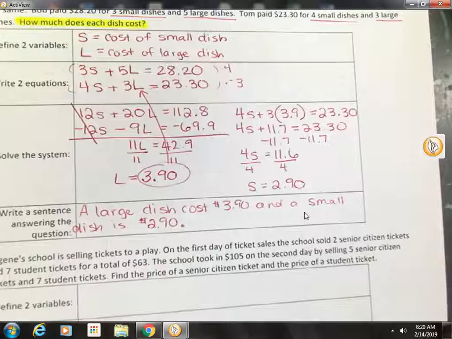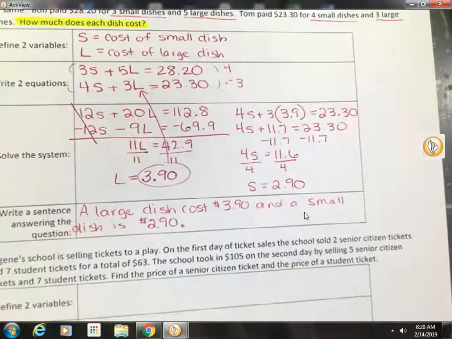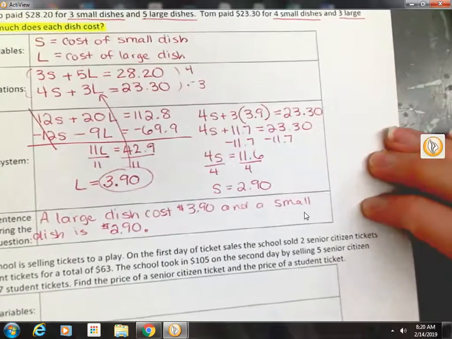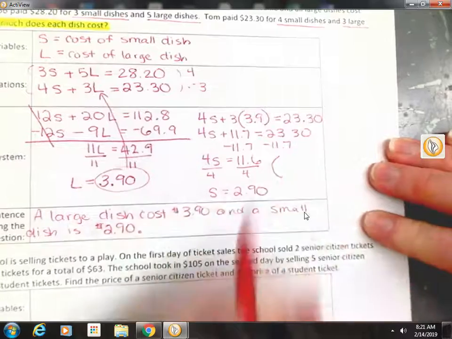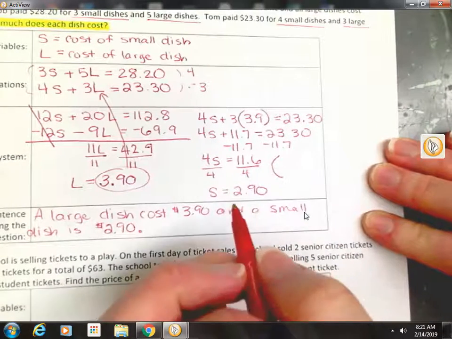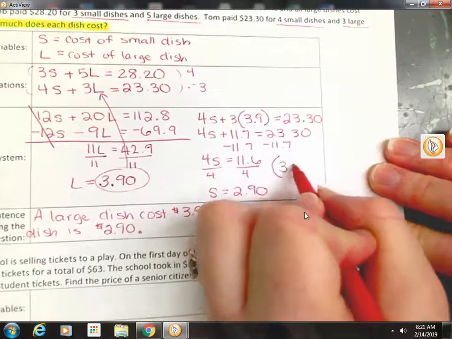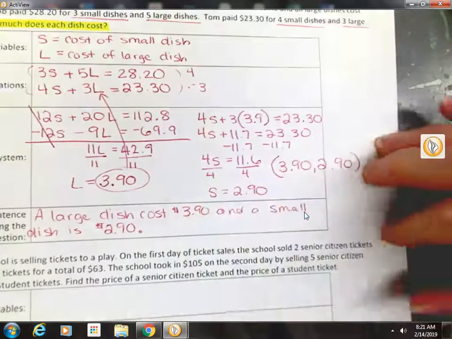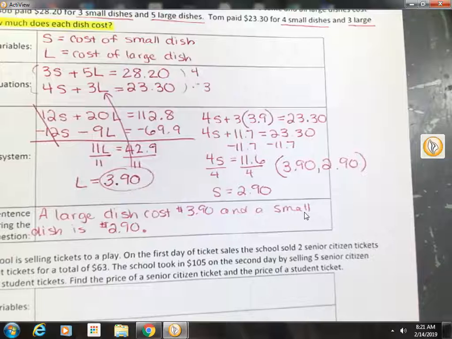We're going to skip number 2 for right now. Oh, thank you. I did forget something important, and that is the ordered pairs. Let's back up for a second. My ordered pair, alphabetical order, L comes first, so it's going to be 3.90, comma, 2.90. Thank you, Abigail. Skip number 2 for right now. Let's flip over to the back side.